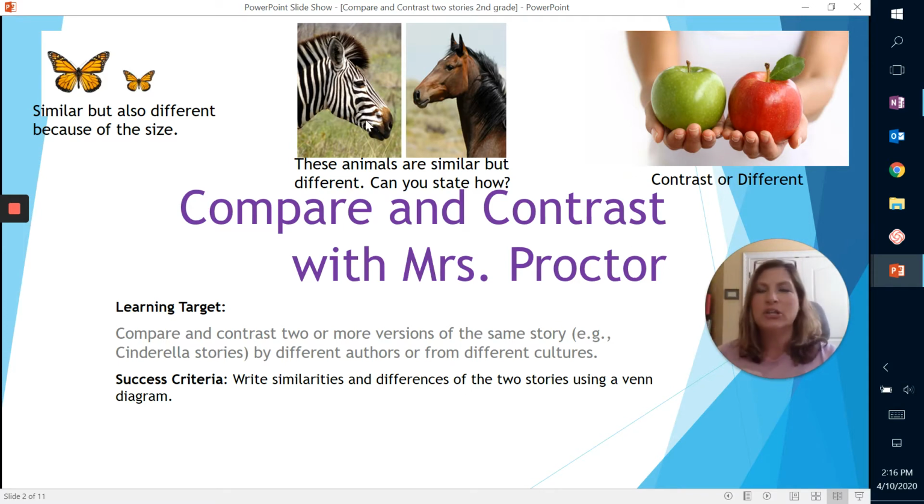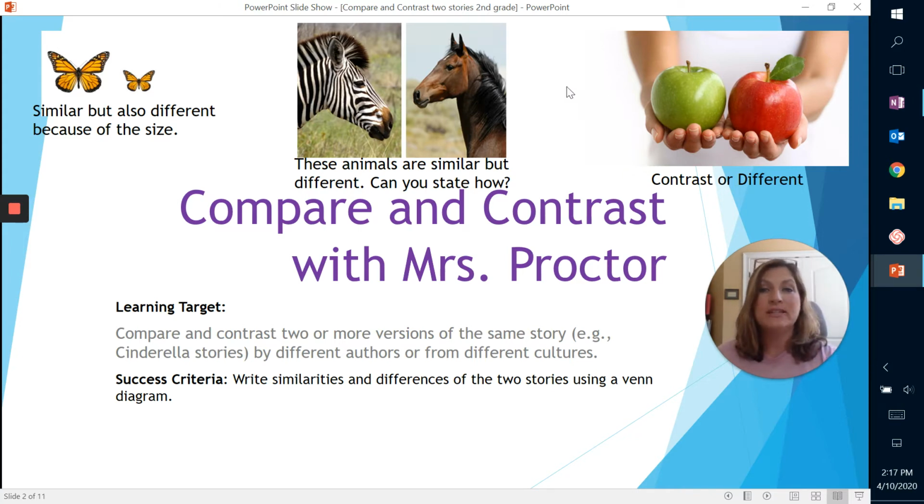But let me draw your attention to the photos that are up on the top of the board. If you see the photo of the butterflies, they are very similar because of their colors and their design, but they're also different because of their size. One is big, one's little, one's large, one's small. Same meaning. I just said it a little bit differently. But in contrast, you have these apples. Apples are the same. These are two apples, same fruit. However, in contrast, or meaning that they're different, because one is green and one is red.